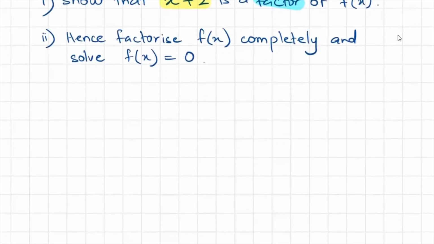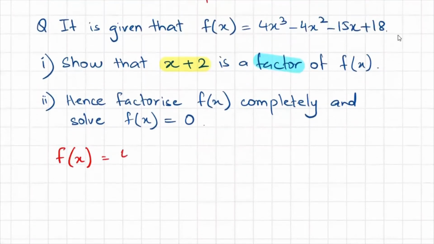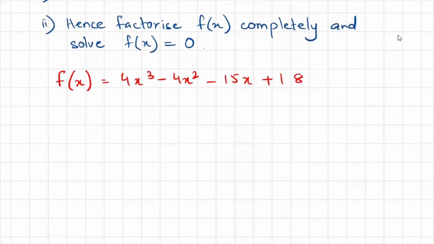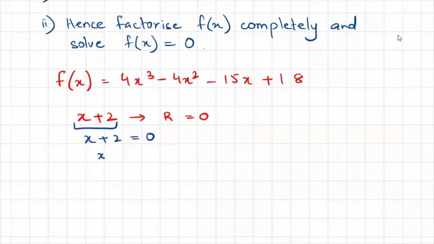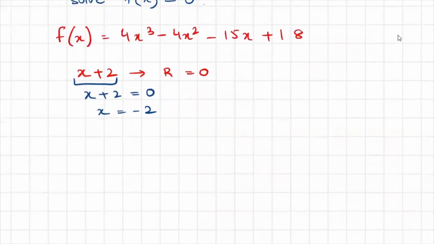I'm going to write down the equation, which is f(x) equals 4x cubed minus 4x squared minus 15x plus 18. Now, since the information says that x plus 2 is a factor, that means the remainder has to be 0 when I substitute the value of x. How do I find the value of x? x plus 2 equals 0, which means x is equal to negative 2. So I'm going to substitute this value of x in the equation.